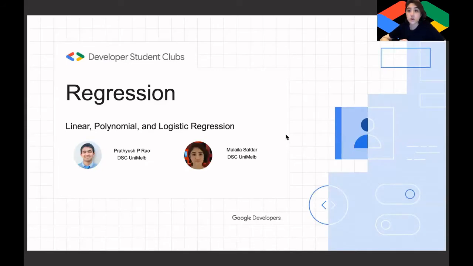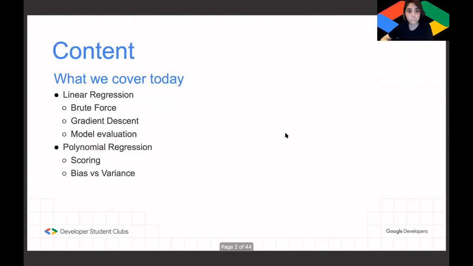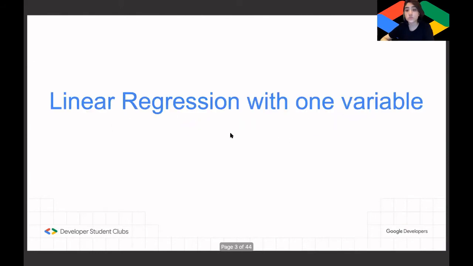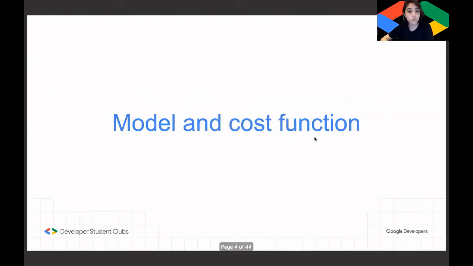So last time we talked about supervised and unsupervised learning and different problems that we can solve using those two approaches, like regression problems, classification problems, clustering problems. And so this time we're going to delve deeper and look into different types of regression problems. So we're going to start off with linear regression with just one variable.